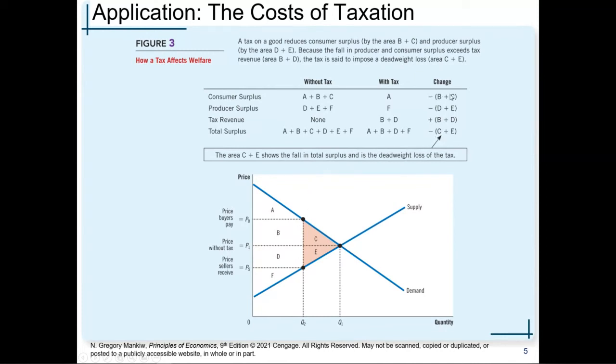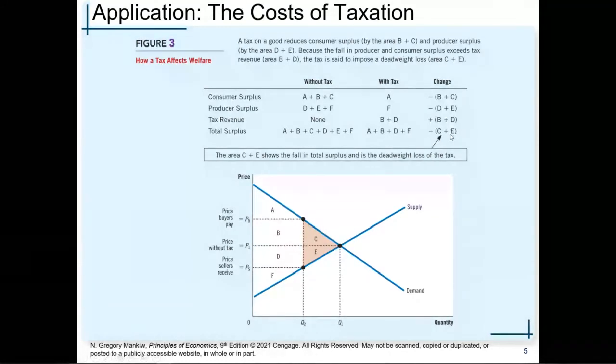So if we look at the change, consumer surplus is minus B and C, producers minus D and E. Tax revenue is plus B and D, and the total surplus, although that's the deadweight loss, the change will be minus C and E. Any questions about that?